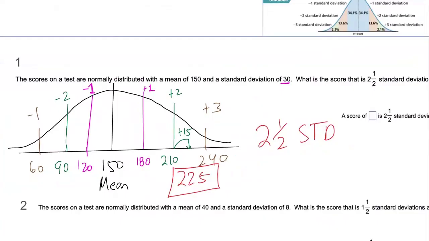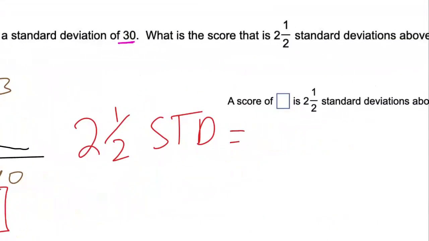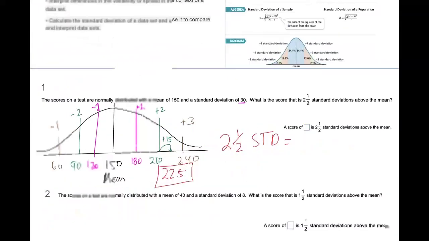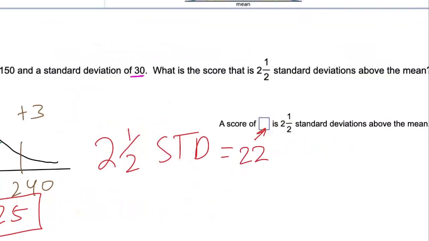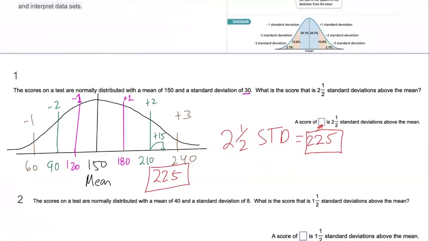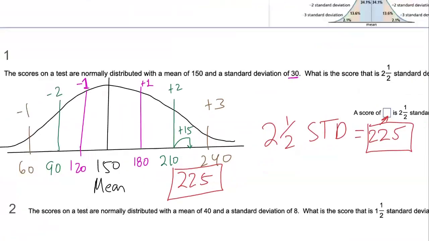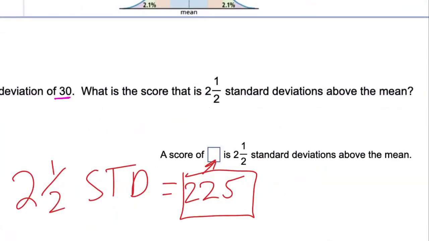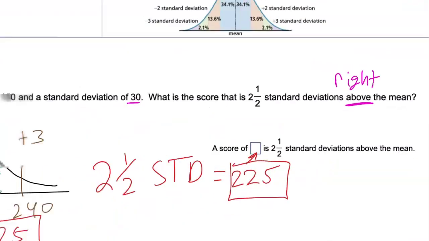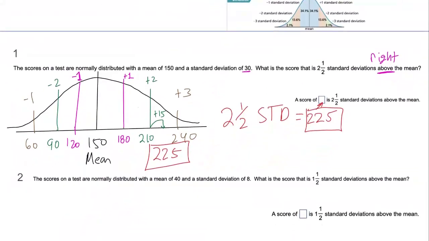So then 2.5 standard deviations would be 225. So right here, it's going to be 225. That would be your answer. You just have to go halfway between the 2nd and 3rd standard deviation. Now the key word you have to make sure you read is above the mean. That means you're going to the right of the mean. You have to be very careful because if it said below the mean, that means you have to find the number on the left-hand side of the mean. Any questions so far?